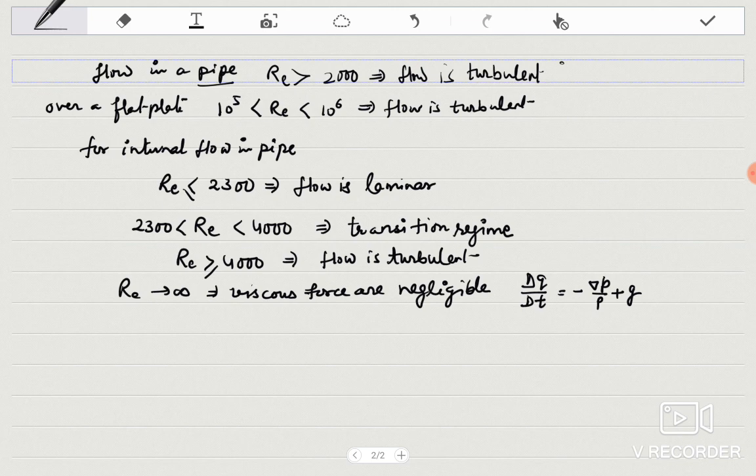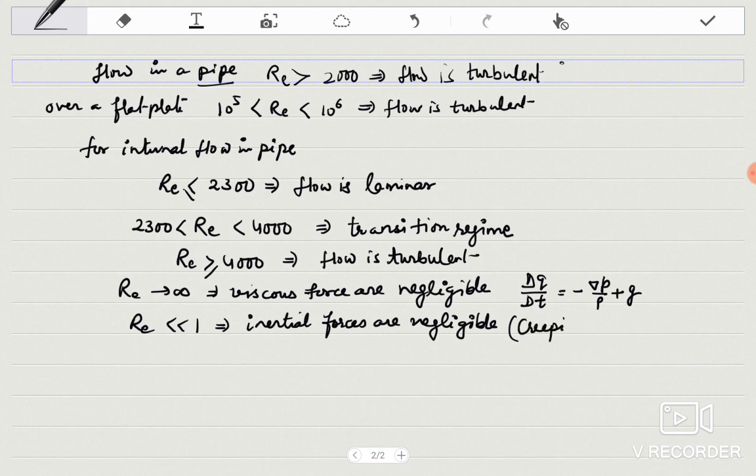So this is the equation of motion, and if Re is strictly less than 1, then inertial forces are negligible. Inertial forces are negligible, and this is called the creeping flow. And in this case your equation of motion takes the form mu del squared q minus del p plus f. F is representing the body forces. So this is something about Reynolds number, and these are certain properties of the Reynolds number.